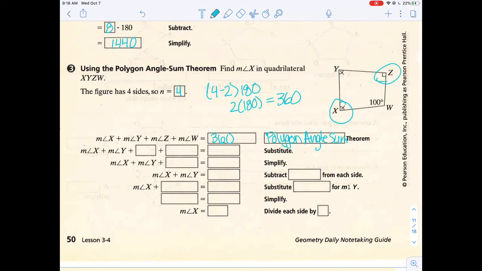Then it tells us Z is a 90-degree angle, W is 100, and it still adds up to 360. If we add those together, 100 plus 90 is 190. Then if we subtract 190 from each side, we know that x plus y has to be 170 degrees. This little mark here means that these two are the same, so it's just like adding the measure of angle x twice. So it still has to add to 170.